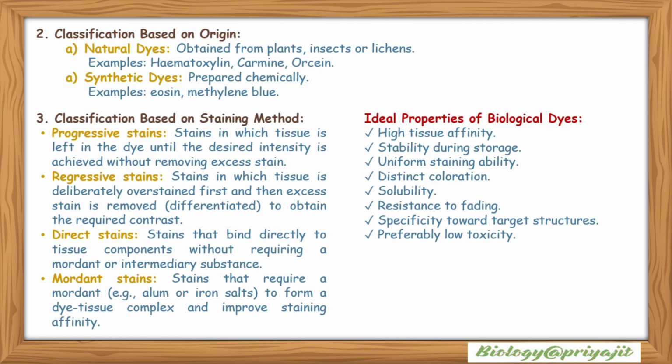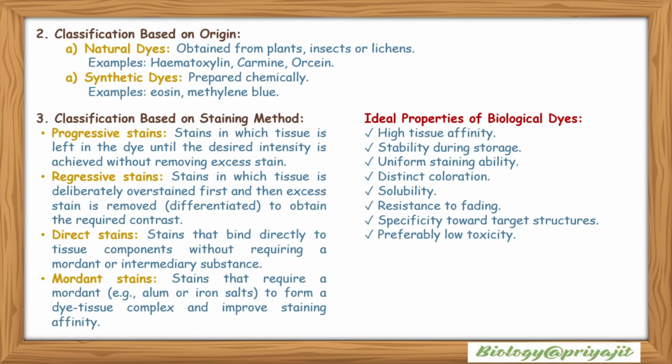Classification based on origin. Natural dyes are obtained from plants, insects or lichens. Examples: Haematoxylin, Carmine, Orcein, etc. And synthetic dyes are prepared chemically. Examples include Eosin, methylene blue, etc.